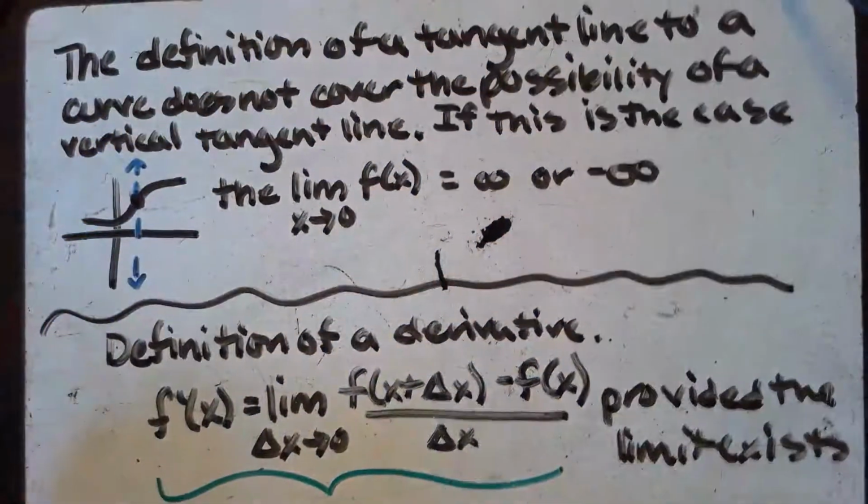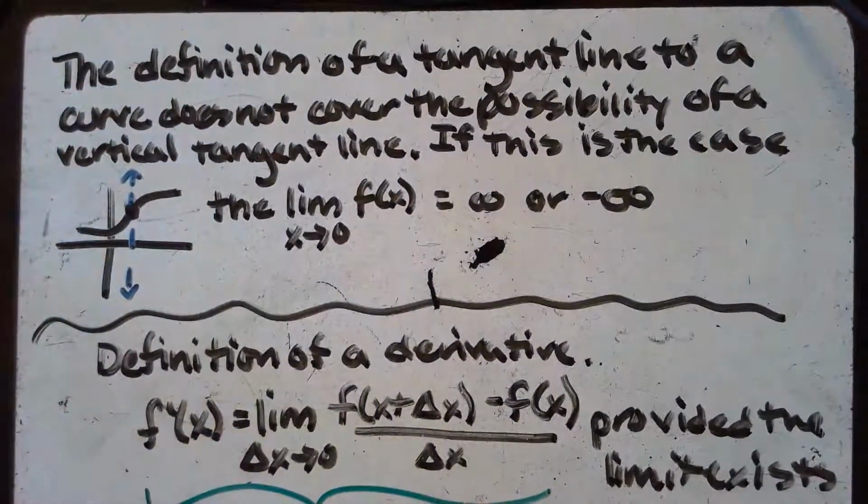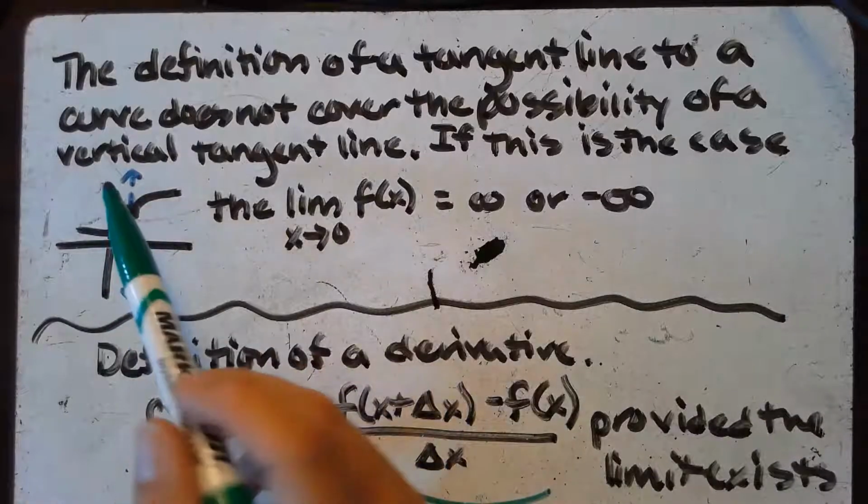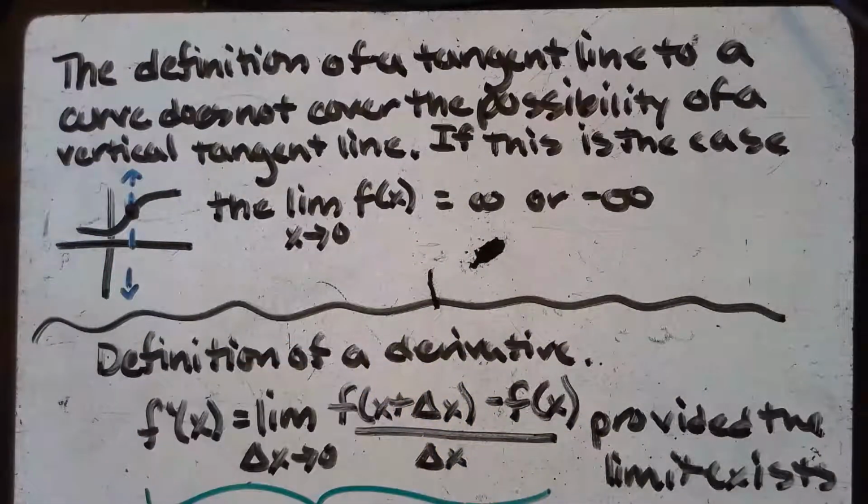Okay, moving right along. The definition of a tangent line to a curve does not cover the possibility of a vertical tangent line. If this is the case, the limit goes to infinity or negative infinity. Just to let you know that right there. So it doesn't cover this case where the tangent line is actually vertical.